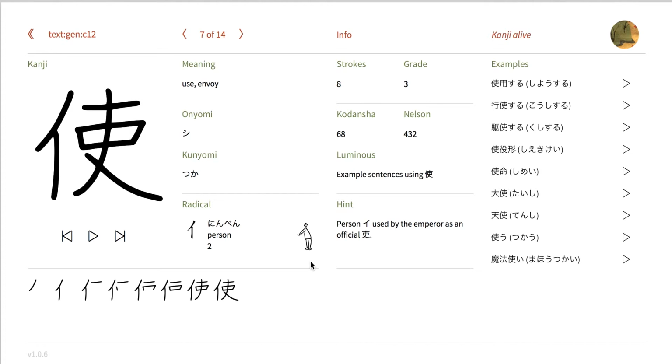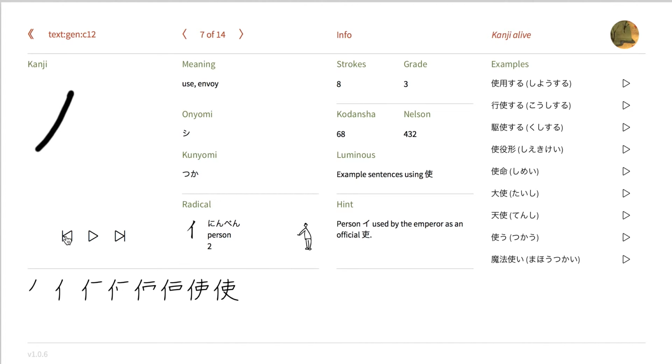Okay, that's an interesting animation. So remember, the ninben is the person radical, a person used by the emperor as an official. Oops, sorry. Let's go back to the beginning for the stroke order. Start with the person radical, and then we build out the right side.